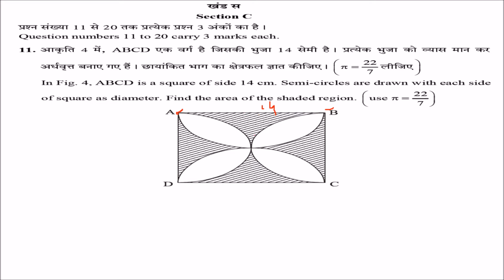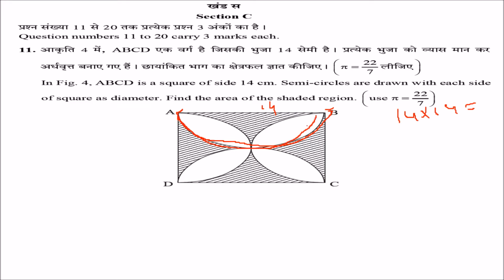Semicircles are drawn with each side of the square as diameter. So these are all semicircles. Four semicircles are drawn. You have to find the area of the shaded region. So what we can do here is, first we can find out the area of the whole square. That will be 14 into 14, side square, right? First this will be. Then we can take this semicircle.